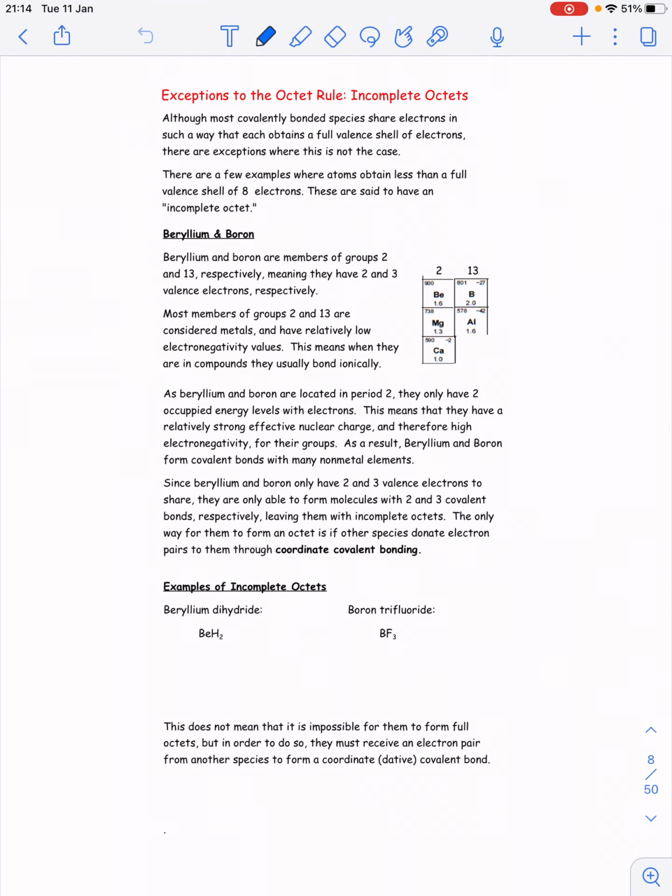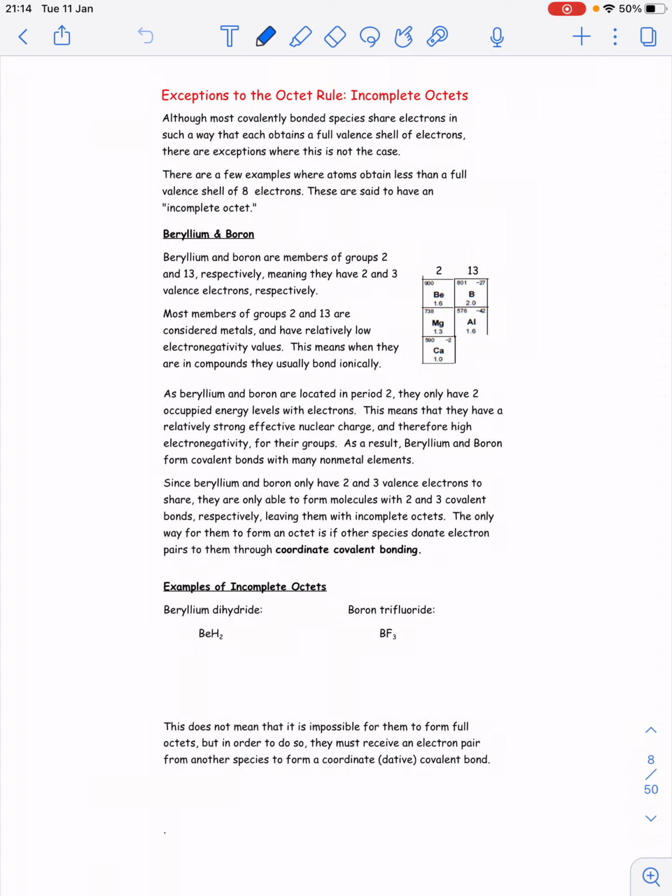Okay, a quick video about some exceptions to the octet rule. So just like any rule that we've covered so far, there are always a couple of exceptions. The octet rule is this idea that when elements bond, they will always bond in such a way that they get a full outer shell of electrons. Normally, for most elements, that means 8 valence electrons. So that's why we call it the octet rule.